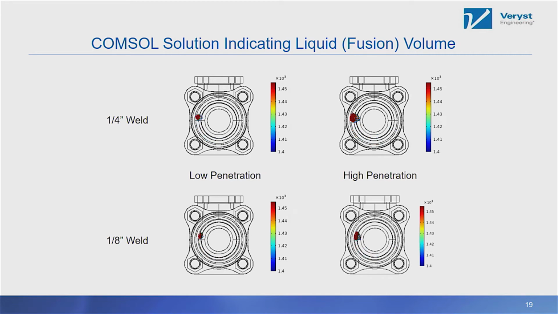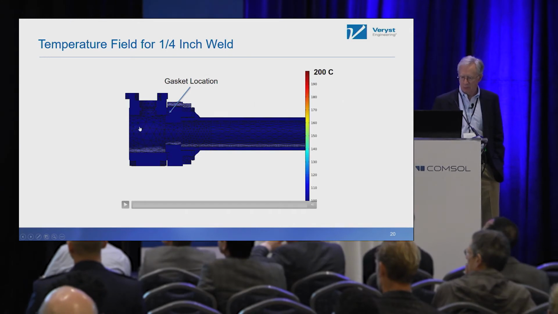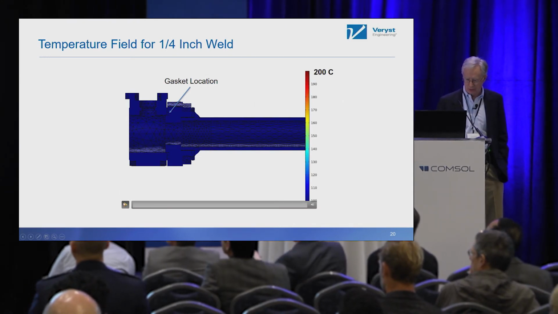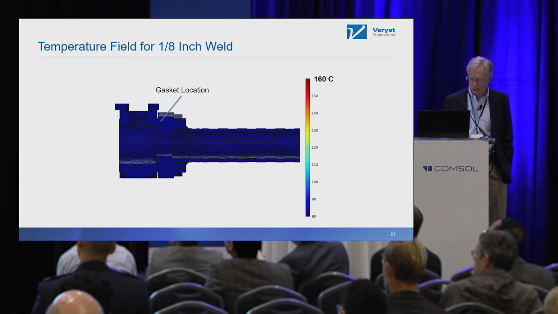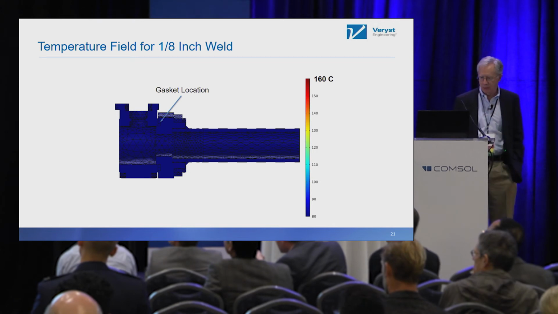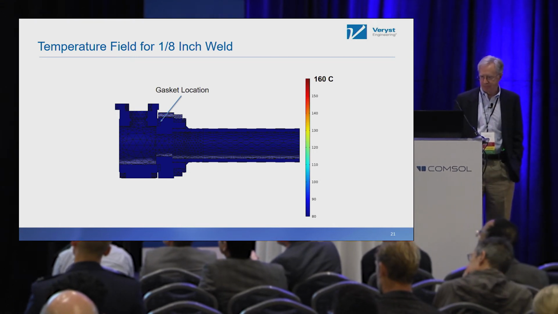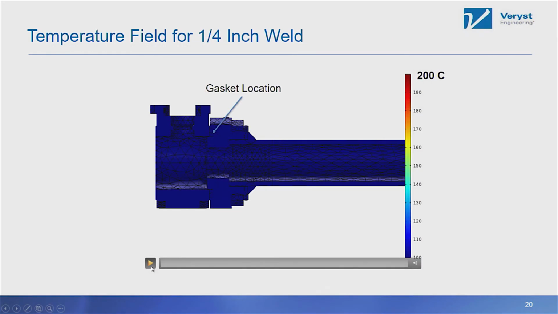The actual welding process took 30 seconds to a minute to move around the weld circumference, but you can see we simulated both low and high penetration in terms of the size of the fusion zone, and then we did it for 2 different sizes. So that was a representation of the fusion zone, just to get a sense. This is for the 1/4 inch, the too large weld, and this is just the temperature field which develops as a result of that processing.